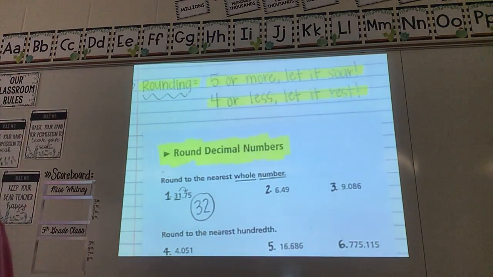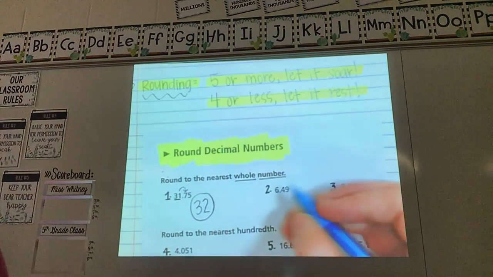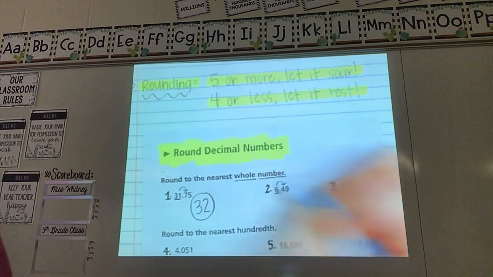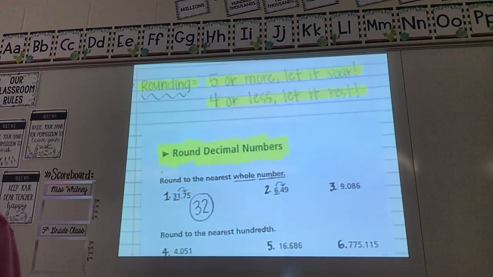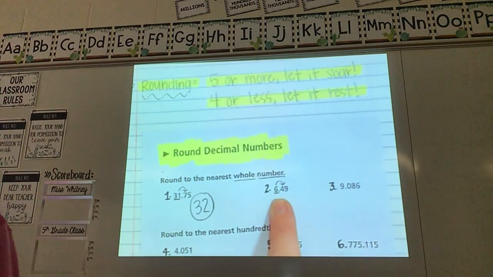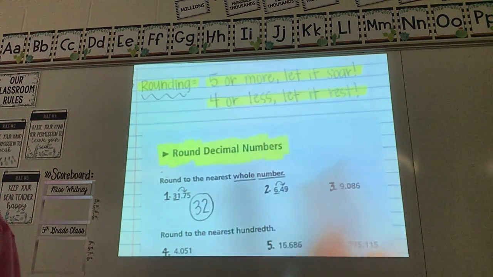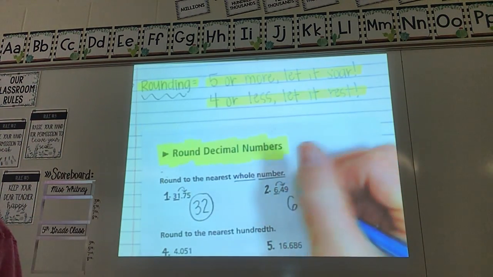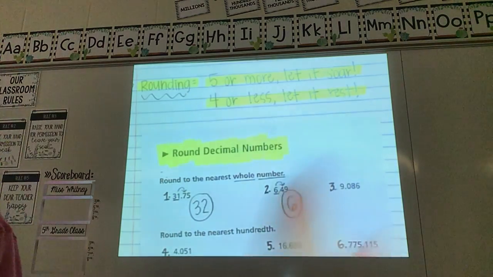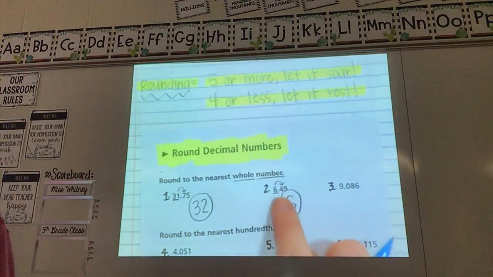Let's try another one. We're still rounding to the whole number, so I'm going to underline my dollars. Look behind it. That arrow just tells me that I'm looking back there. 5 or more, let it soar. 4 or less, let it rest. What does my 6 need to do? Is he going to stay the same, or is he going to jump up? He's going to stay the same. Hopefully that's what you were thinking. Because 4 or less, let it rest. So he stays because that's a 4.